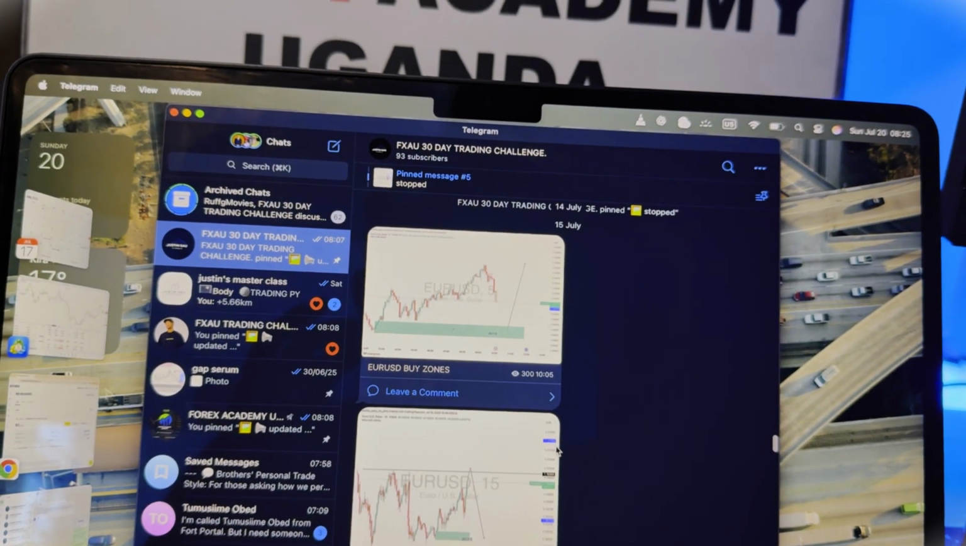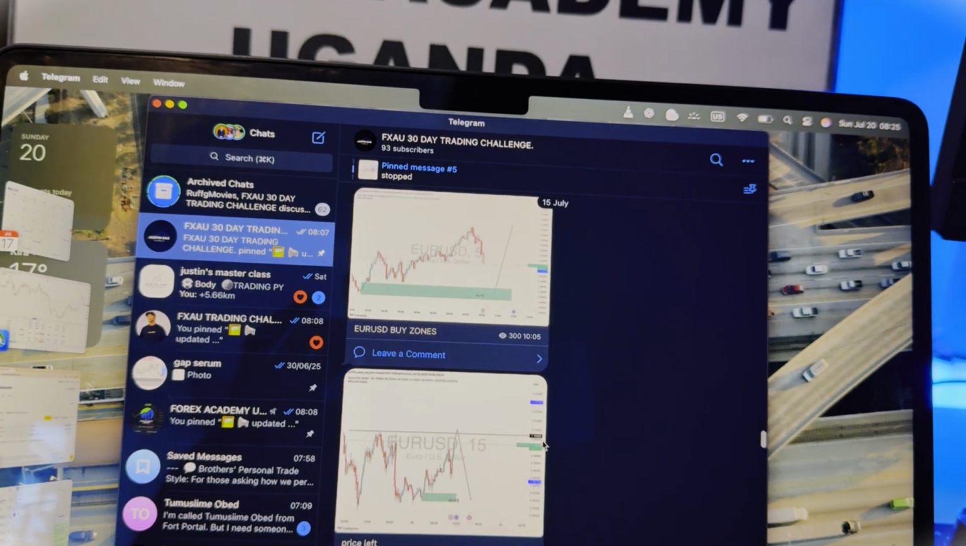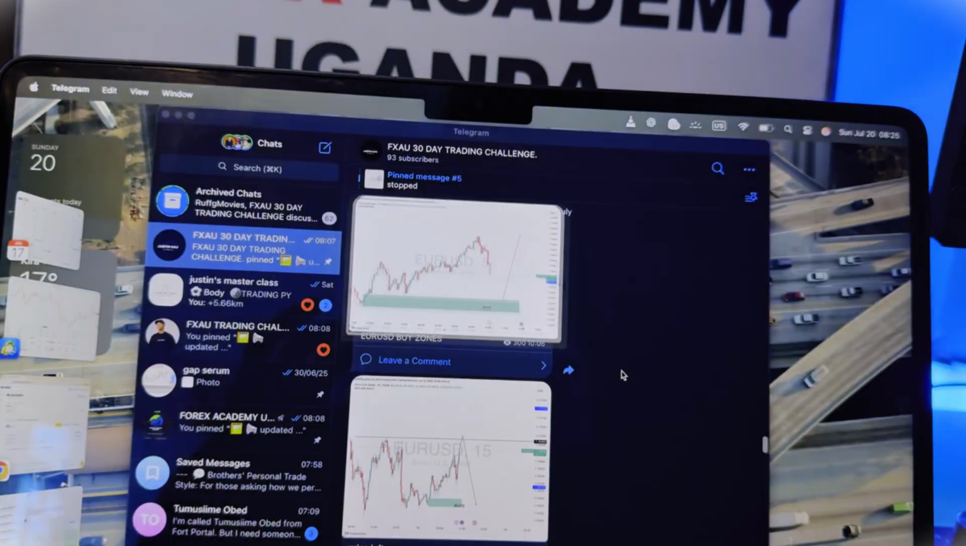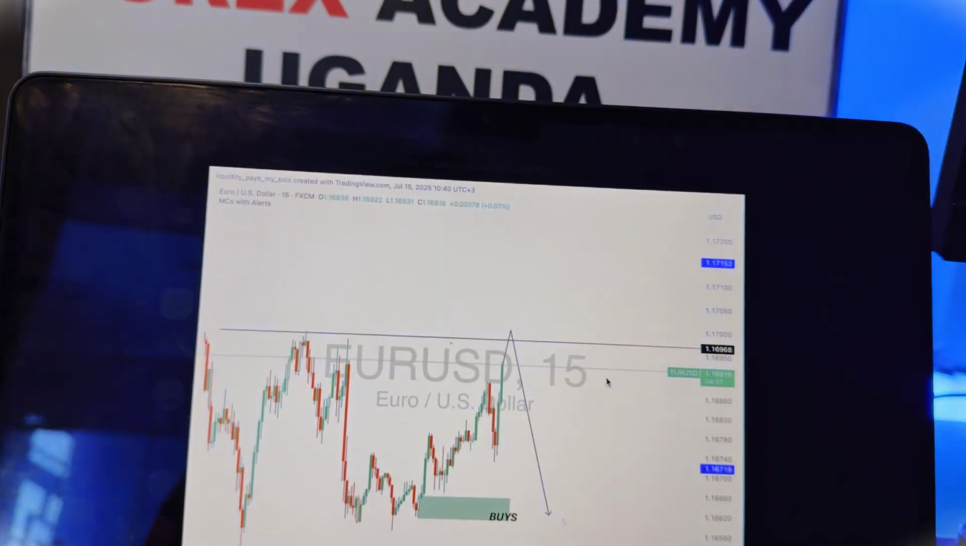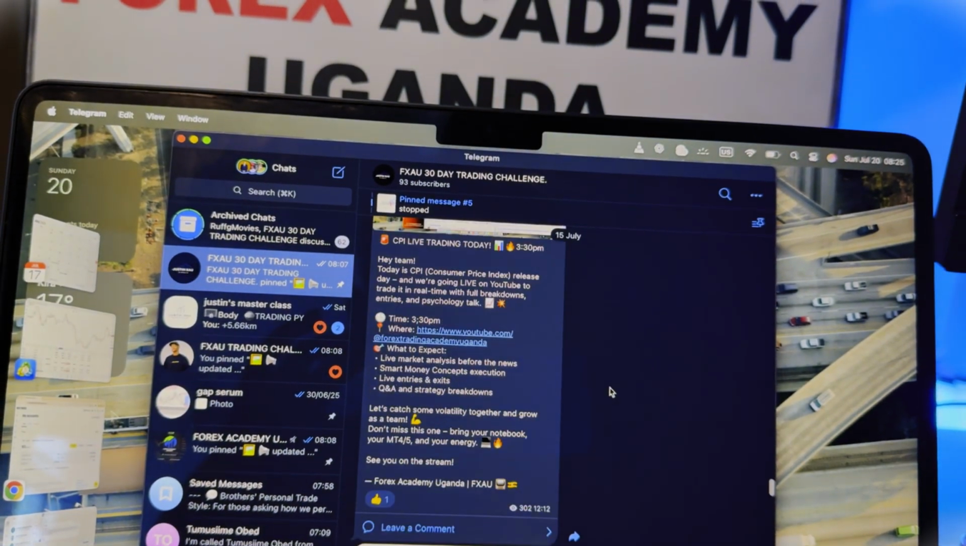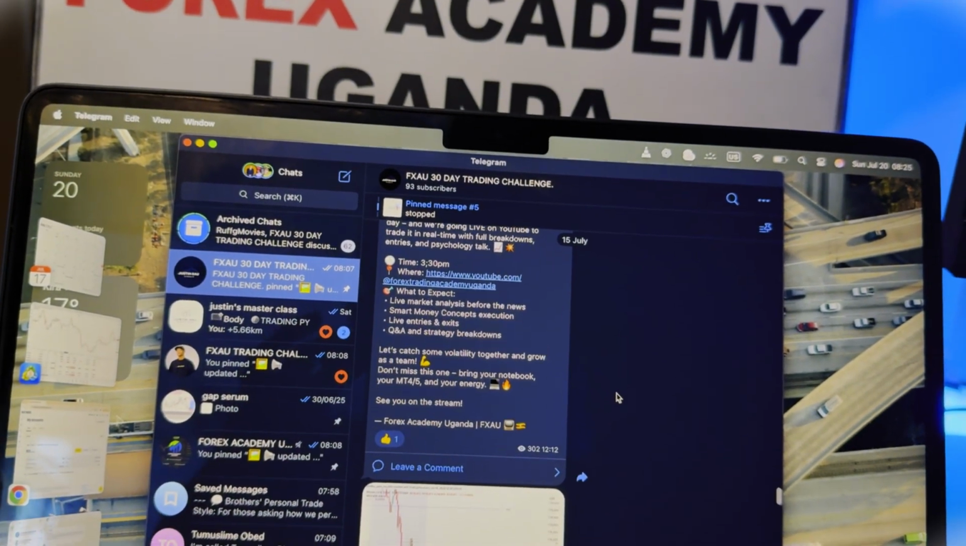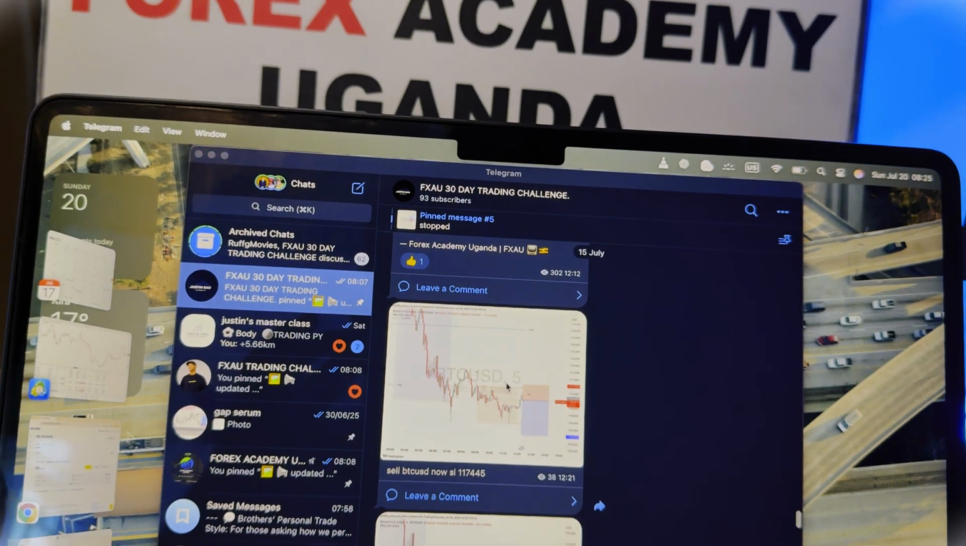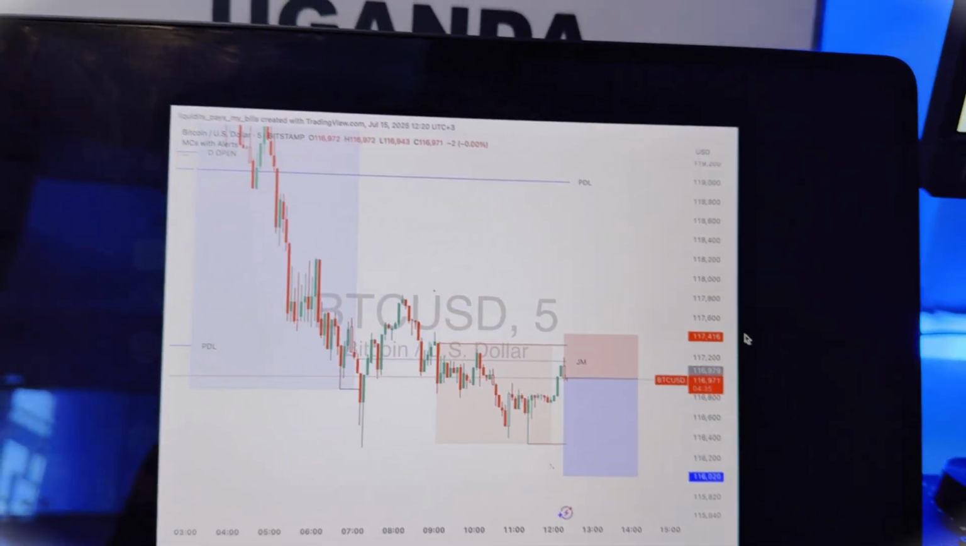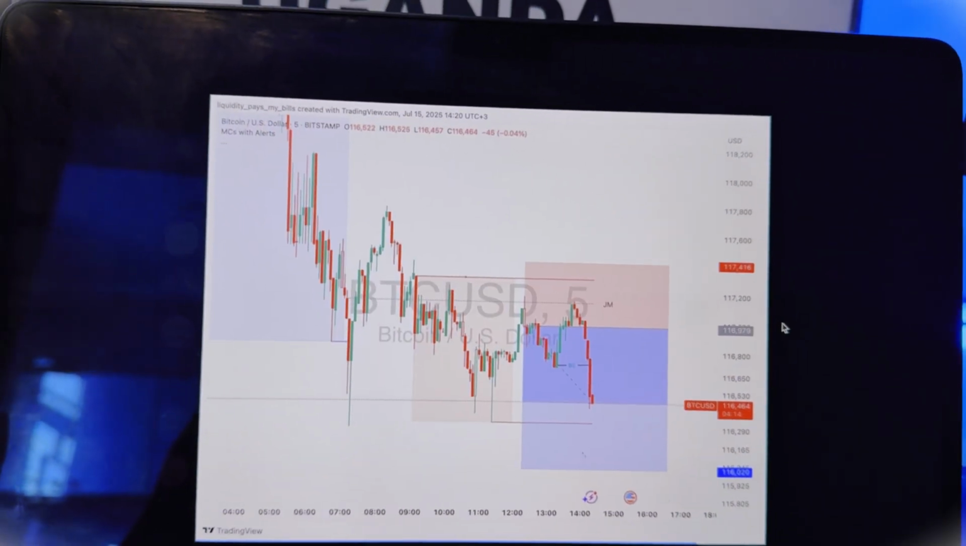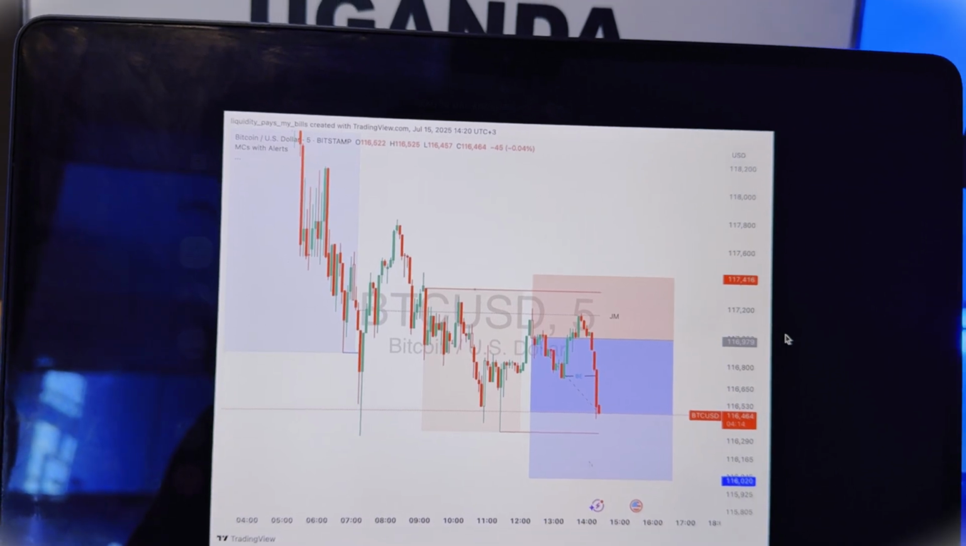Now let's go to 15th July. On Tuesday we have Euro USD. These were our buy zones, but unfortunately price left without tagging us, and we had CPI, so we decided to trade live on CPI. I gave out this BTC sell, and you see it going into profits.